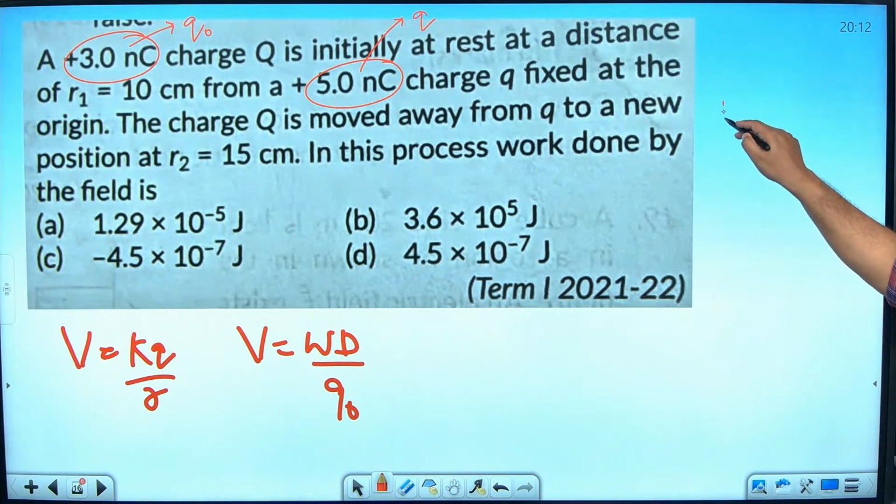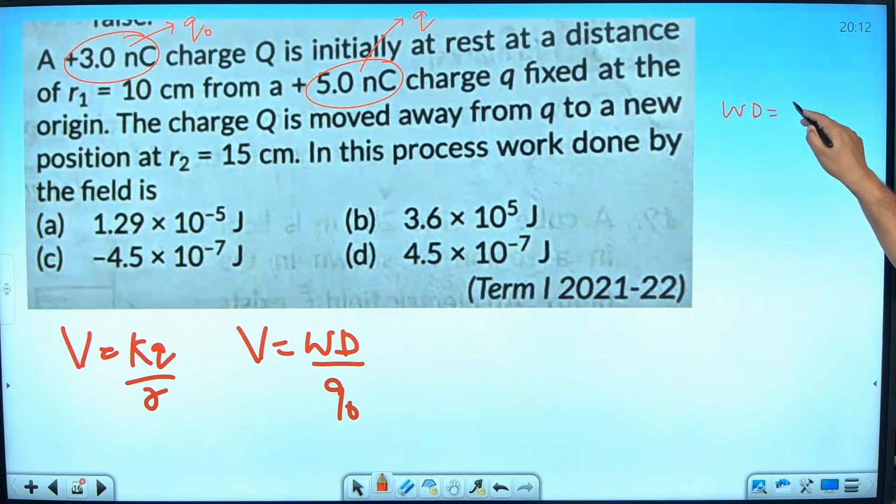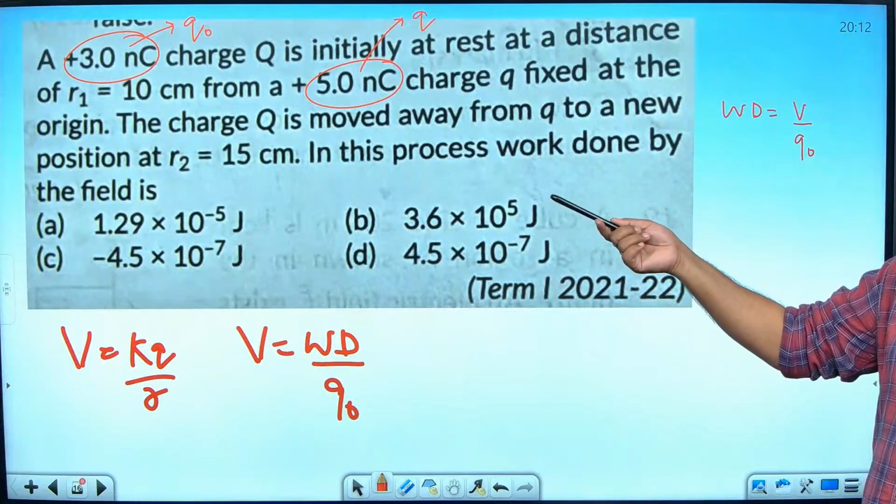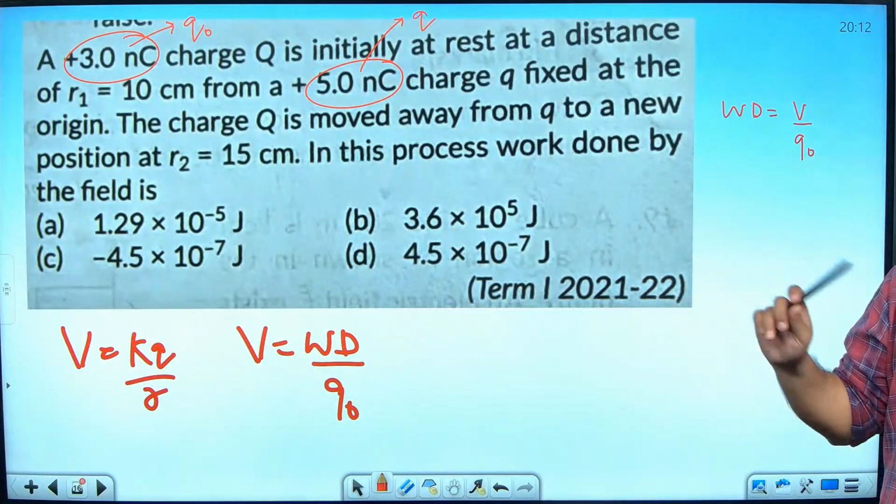What is the formula of work done? Work done is potential difference times the charge which is moved. Potential difference you can easily find. It will become equal to KQ by R. KQ by R1 you have, KQ by R2 you have. Subtract both, get the answer, isn't it?